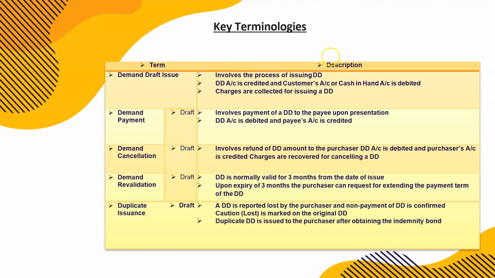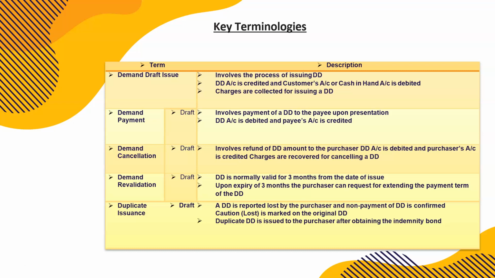Then payment, involving payment of DD to payees upon presentation. DD account is debited and the payee's account is credited here, right? To whosoever is the payee, right? So the payee can be a drawee also, right? Demand draft cancellation. So the customer comes and says, I purchased the draft, now I don't want to give it to the payee, I want to get it cancelled. We can do that. Of course, we have earned commission on that.